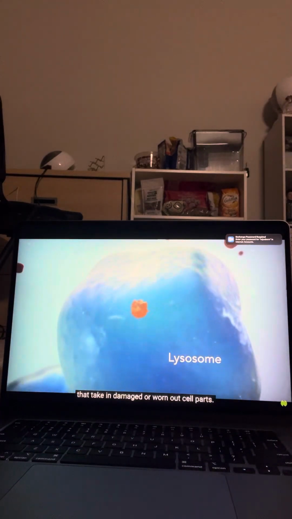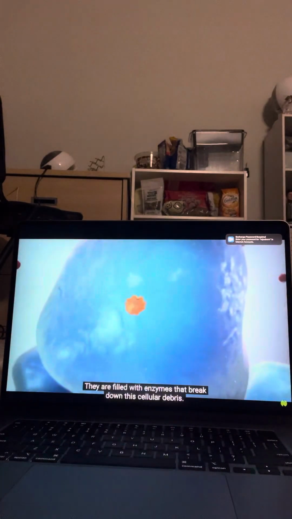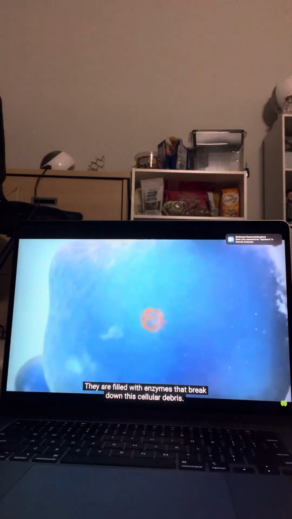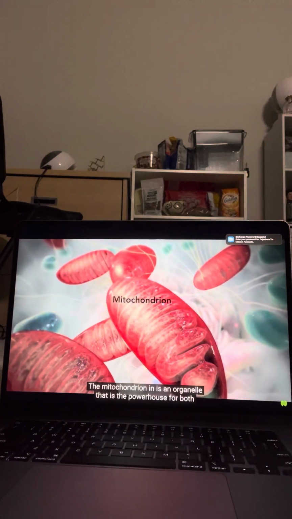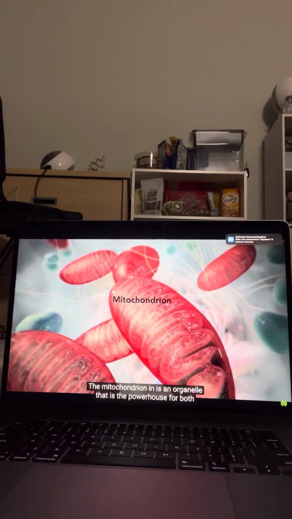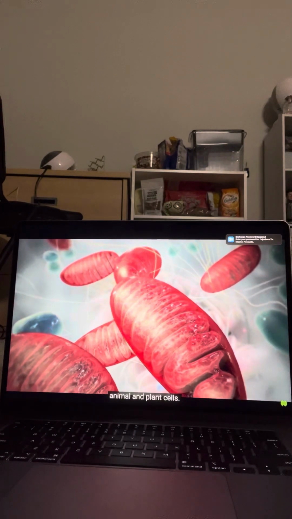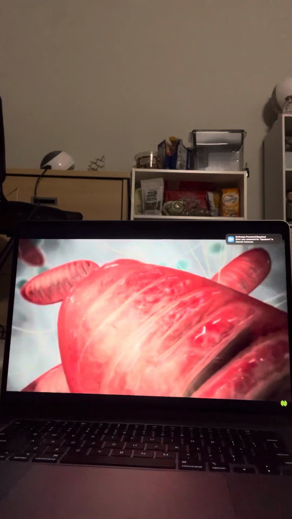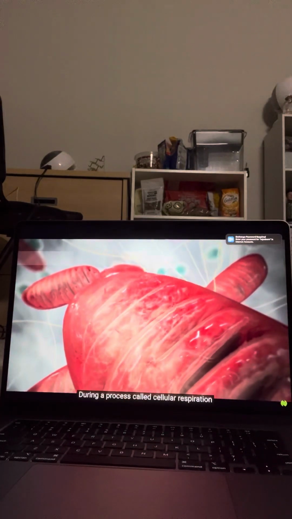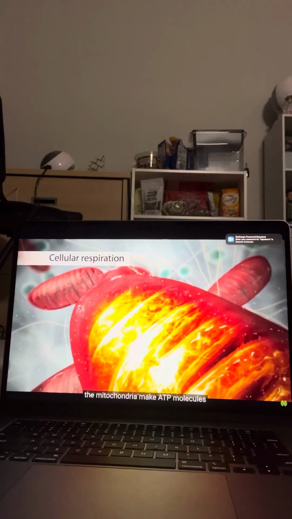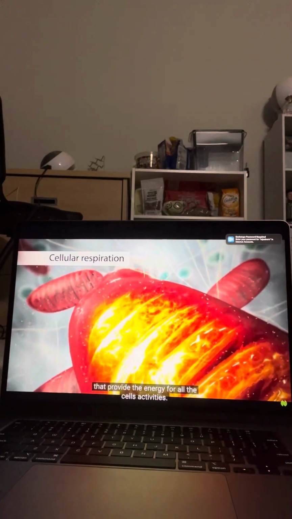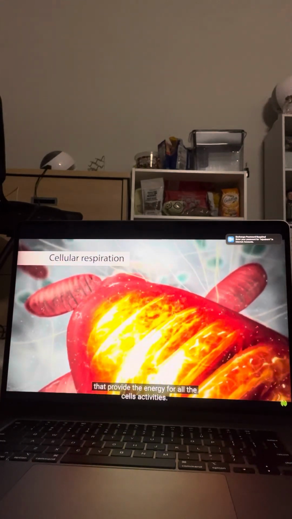They're known as the garbage disposal because they digest cellular contents. It's an acidic environment containing 40 enzymes to break down macromolecules. The mitochondria is known as the powerhouse of the cell. It makes ATP by using oxygen to convert nutrients to ATP through cellular respiration. Cells that need lots of energy will have a greater amount of mitochondria.